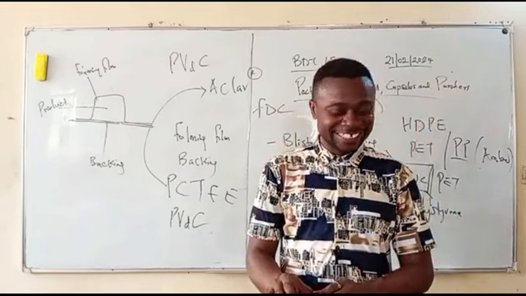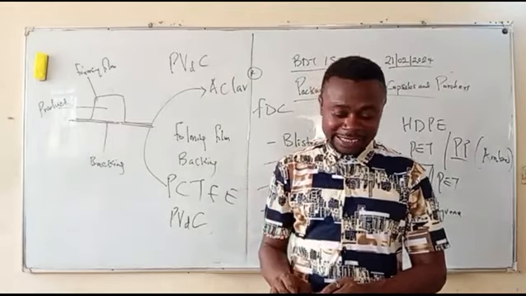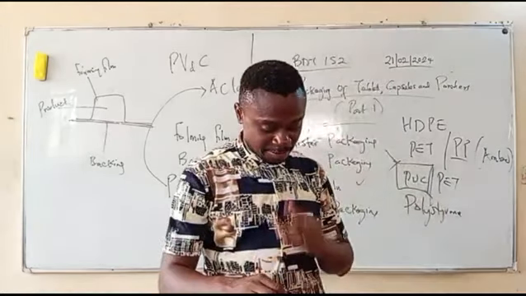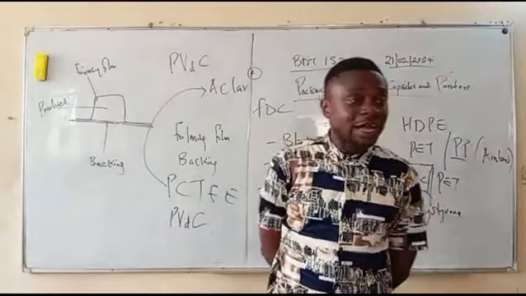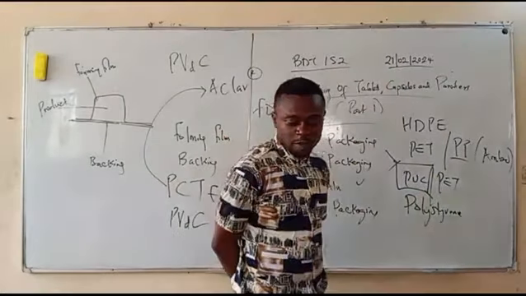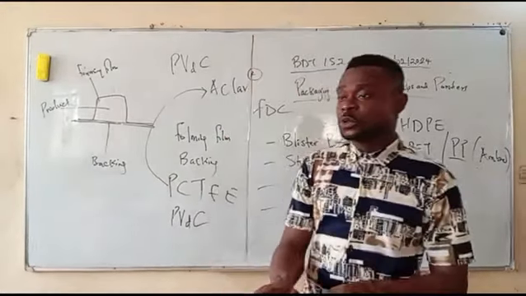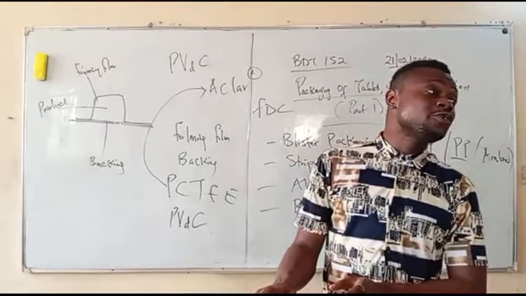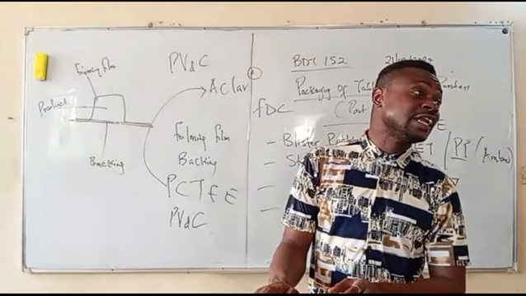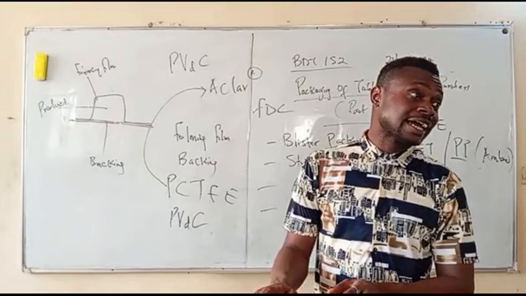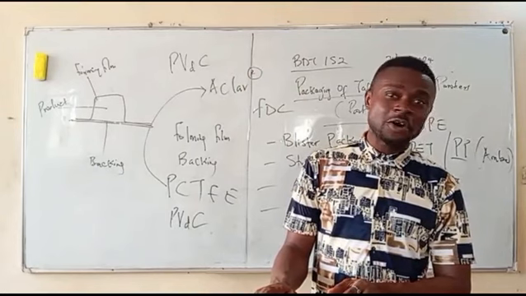So what are the materials used for this bottle? We have polyethylene. We have polypropylene, the screw cap, basically. Then we have polystyrene.